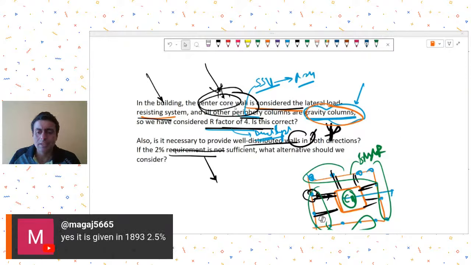Mr. Pankaj is saying yes, it is given 2.5% requirement for walls. Now, what does the clause say? I'm not sure about the clause. Anyway, the short answer for your question is that this system does not look to be very good. You have centralized core walls, but then you have a perimeter SMRF. Don't go for perimeter gravity columns. Okay. All right.